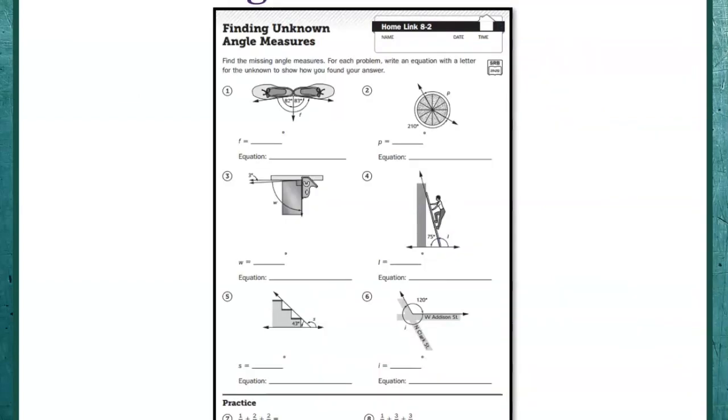Okay, tonight's homework is going to be finding the missing angle measures. For each problem, write an equation with a letter for the unknown to show how you found your answer. Remember to post a Seesaw, and don't forget the bottom 7, 8, 9, and 10.